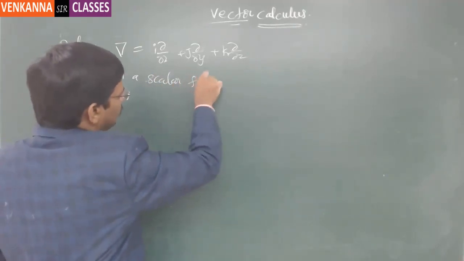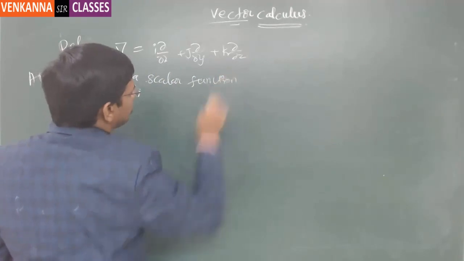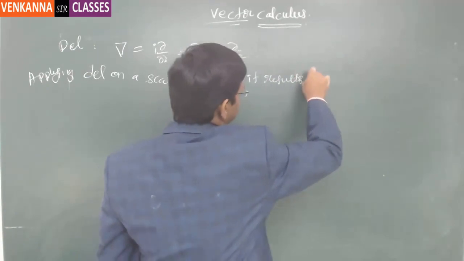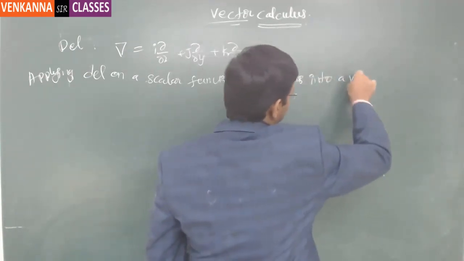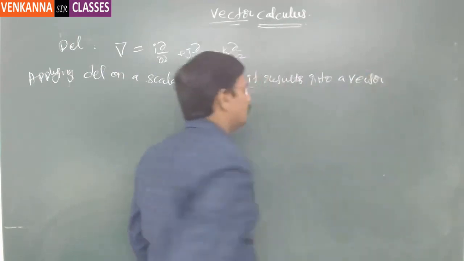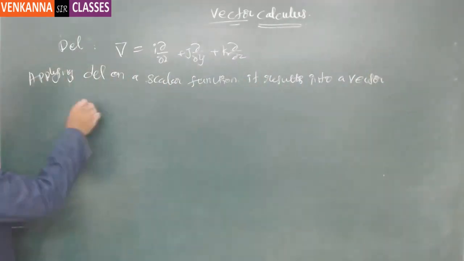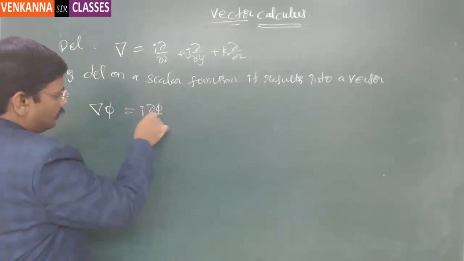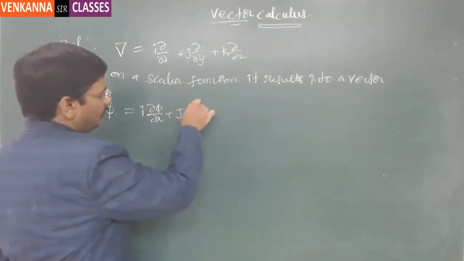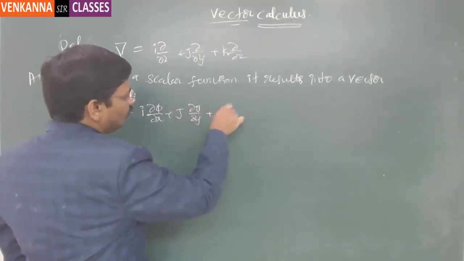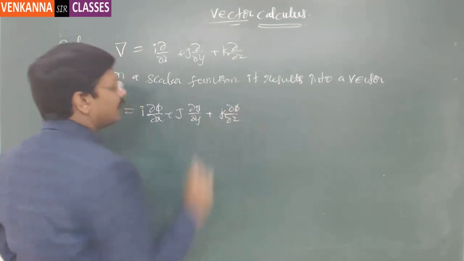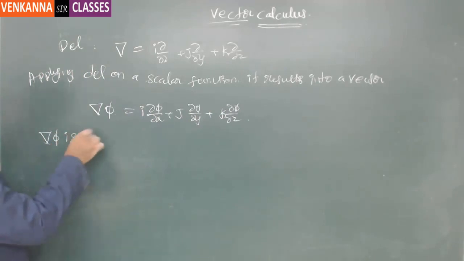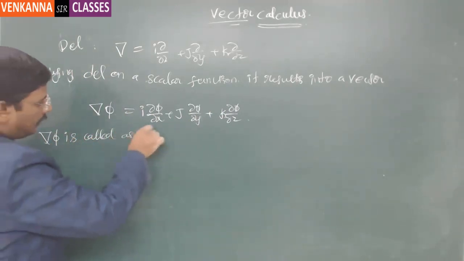or scalar function, it results into a vector. That vector is given by del phi. So del phi is nothing but i dou phi by dou x plus j dou phi by dou y plus k dou phi by dou z. And del phi is called the gradient.